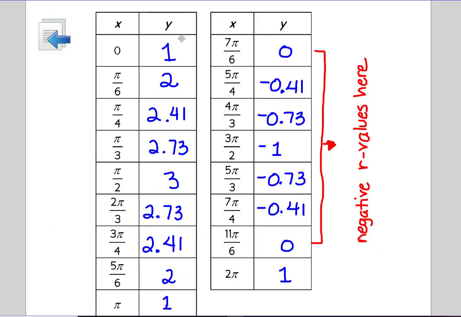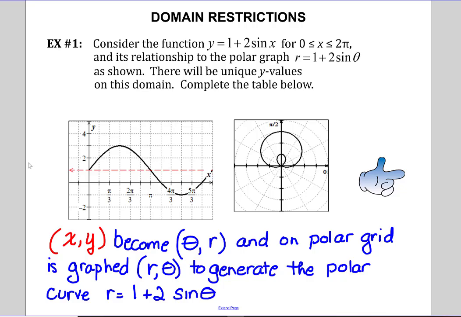So like I said, to save time, I filled in the y values for each angle measurement, and I went from 0 to 2 pi. And you notice that from 7 pi over 6 to 11 pi over 6, those y values in between that interval are the negative r values here. And we want to see what happens in relationship to our graph.